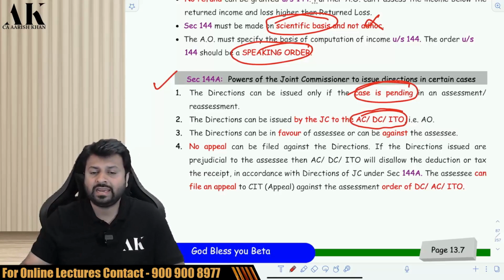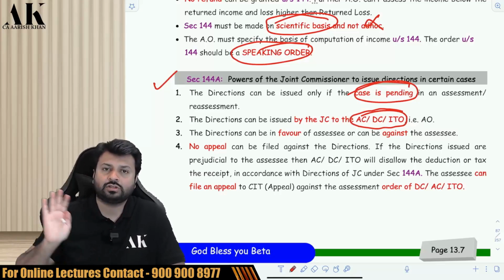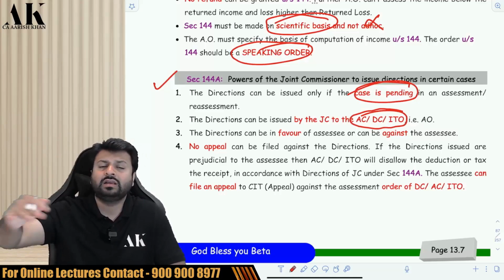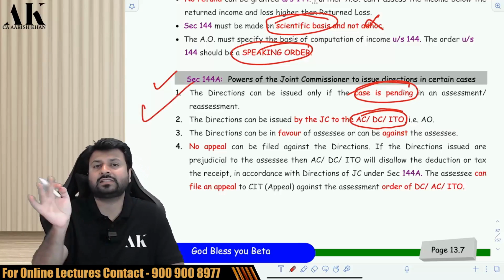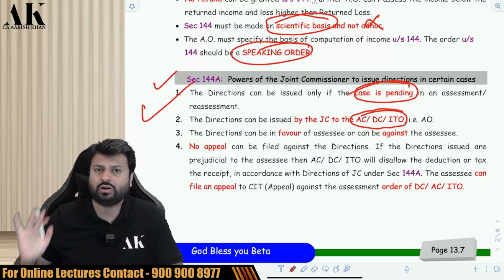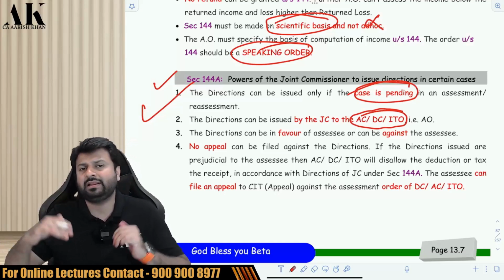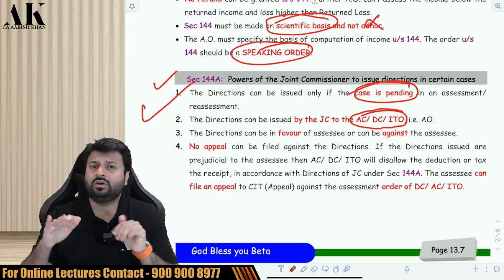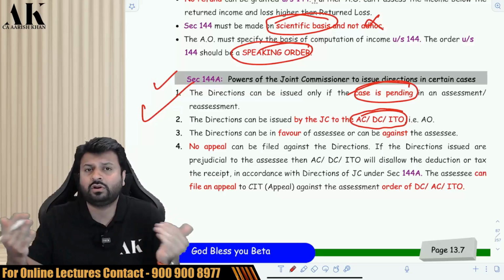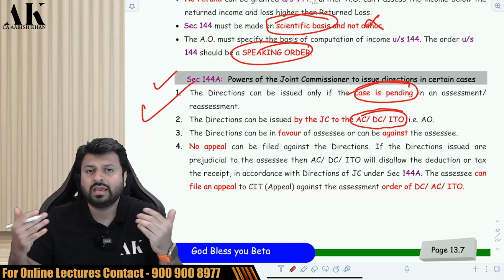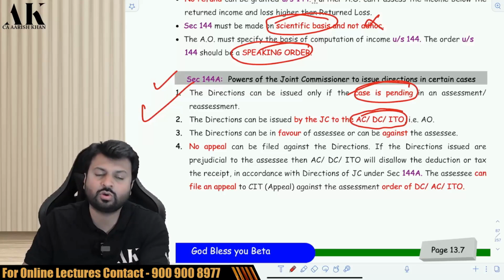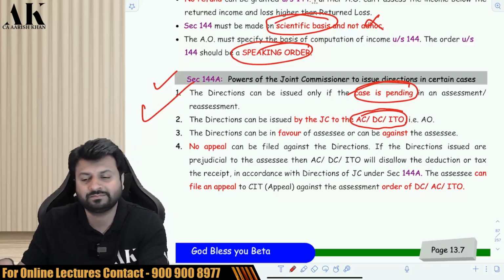Whatever the JC says will be binding on the income tax authority, not binding on the assessee. The assessee can file an appeal later on when the AO passes the final assessment order under 143 or 144, whatever it is. If the assessee wants to file an appeal, the assessee can file an appeal. But the income tax authority, that is the ACDC or ITO, is bound to follow what the JC says, because the JC is senior to them and they have to follow the directions of their senior. Okay, so this is what this chapter is all about. Let's go about it and then we'll move ahead with the next one.